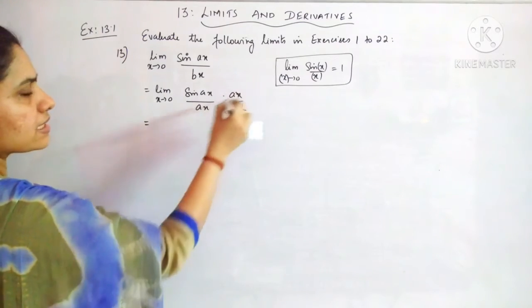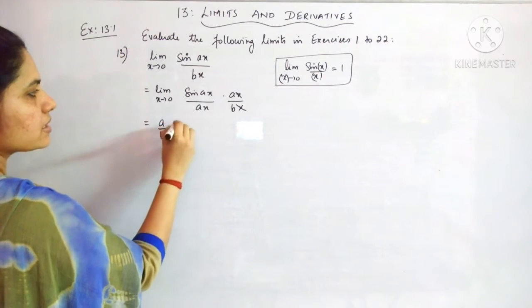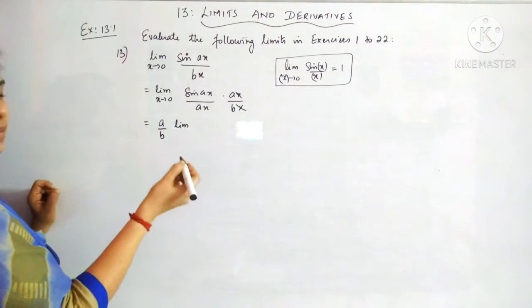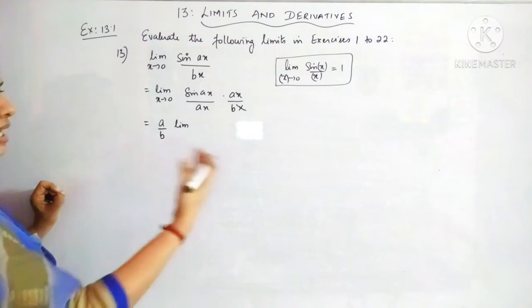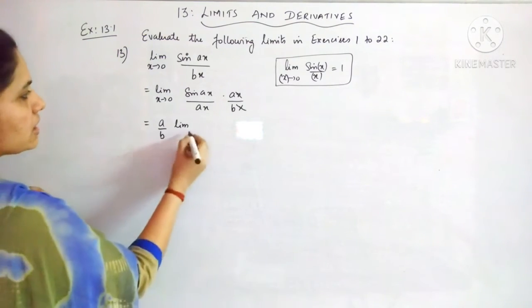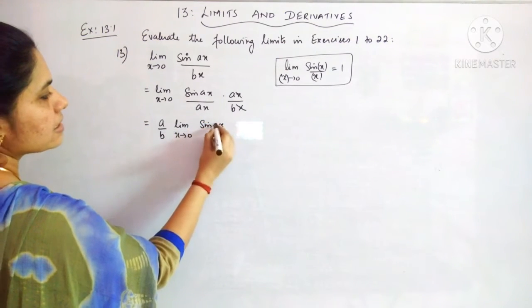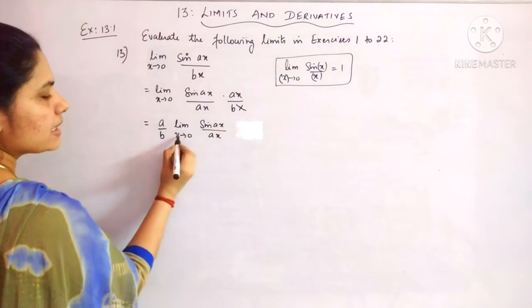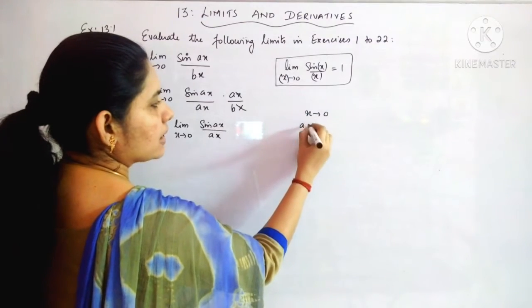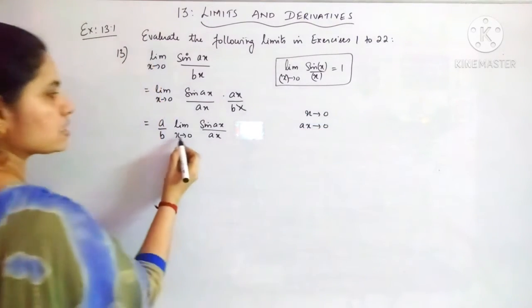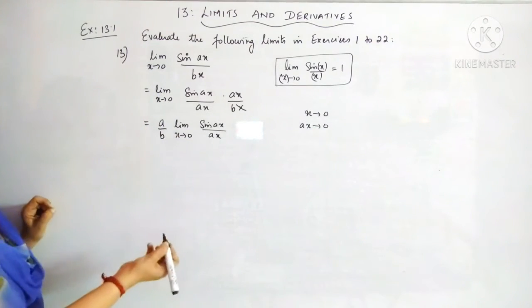Now this x and x get cancelled, and a by b is a constant. You can take it out from the limit, because according to the property, limit x tends to 0 lambda f(x), lambda can be taken out and the remaining limit can be applied to the function. Likewise you are having this one. Again the angle is ax, in the denominator also ax, but here it is x tends to 0. But we know that when x is tending to 0, anything multiplied with x will also tend to 0. So x tends to 0 is okay here because ax is also tending to 0, or else you can just make it as ax tends to 0 also.